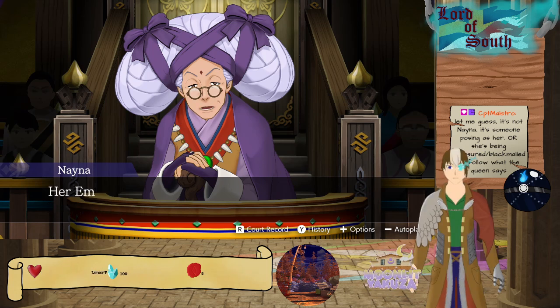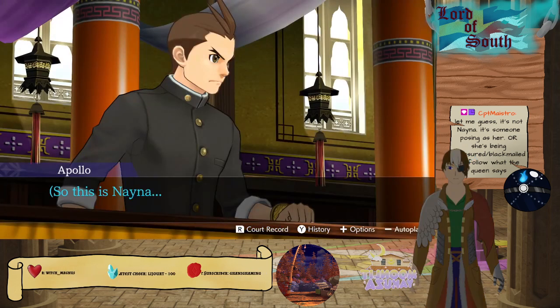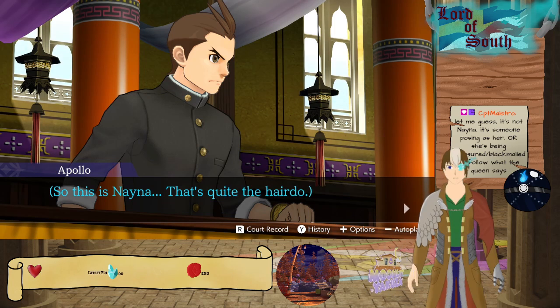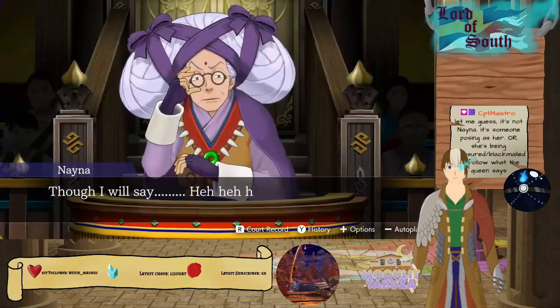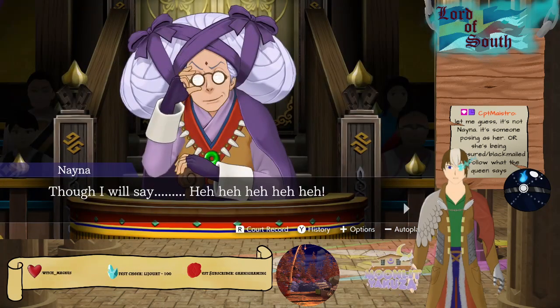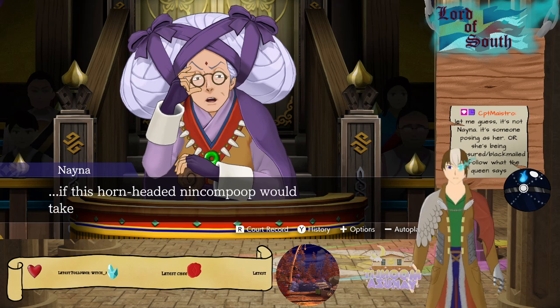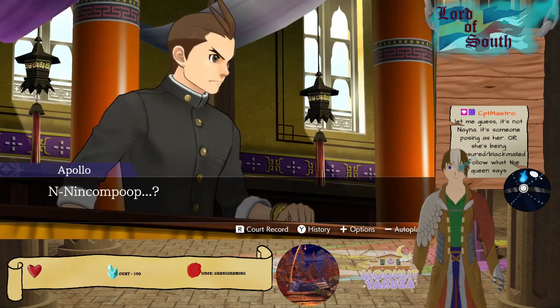Yes, of course. Her Eminence has informed me that this man here suspects I have committed a crime. So this is Nina. That's quite a hairdo. That is like, I want to have long hair, but I don't want to have long hair. Though I will say, I suppose I'm not as old as I had thought. If this horn-headed nincompoop would take me for a criminal.